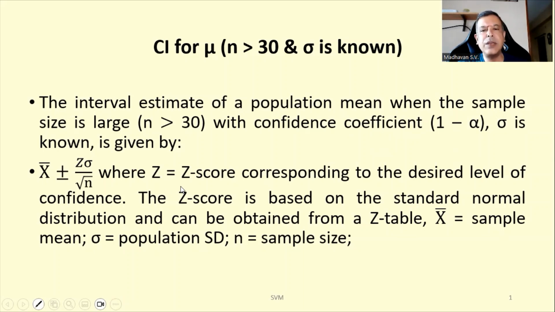For example, as we discussed already, if it is a 95% confidence level, then we will look for the 5% significance level, two-tailed value. Sigma is the population standard deviation and n is your sample size. Now, to understand this, we'll go with one numerical problem.